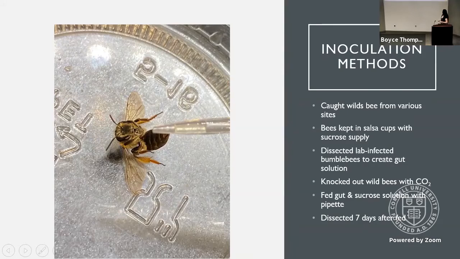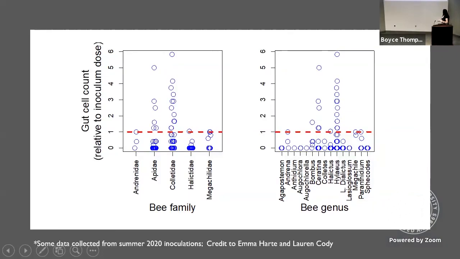And after we did that, it was dissected after 7 days, and these are our results. Before I go on, some of this data, as you can see on the bottom, was from a summer 2020 inoculation. Sadly, we didn't have very many bees survive from our experiment, so we used some unanalyzed data and combined it with ours. So on the left here, we have bee family, and on the y-axis, you can see this is the proportion of Crithidia cells relative to the inoculum dose that we gave them.